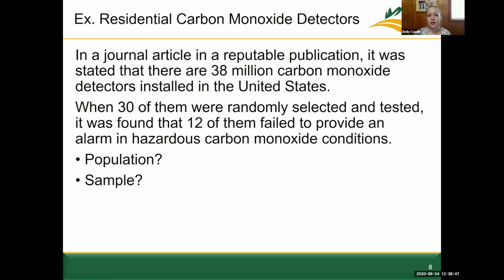In a journal article in a reputable publication, it was stated there are 38 million carbon monoxide detectors installed in the entire US. When 30 of these 38 million detectors were randomly selected and tested, it was found that 12 of them failed to provide an alarm in hazardous carbon monoxide conditions. So here we need to think about what is our population, what is our sample, and another tip with these videos, if you ever want to pause and try to think through the answer, I highly recommend doing that.